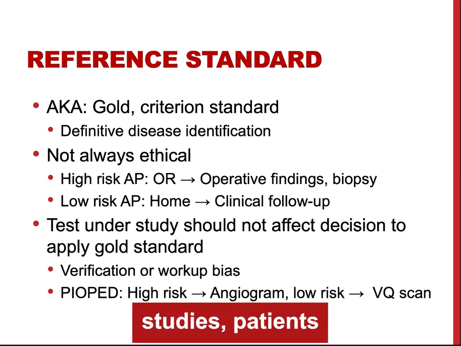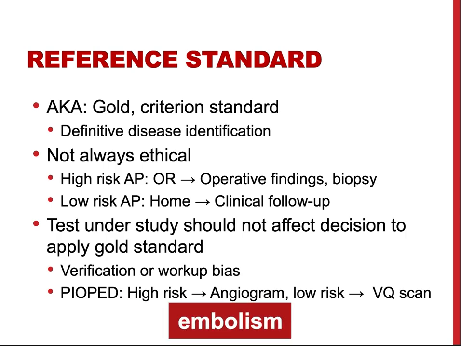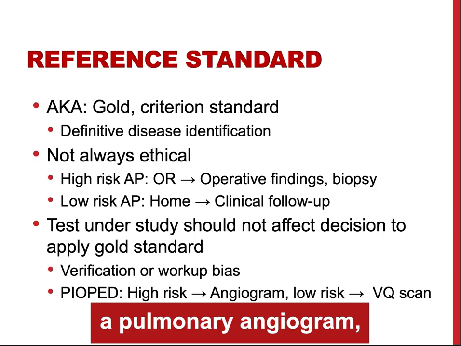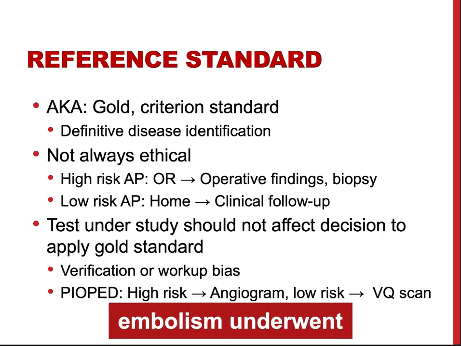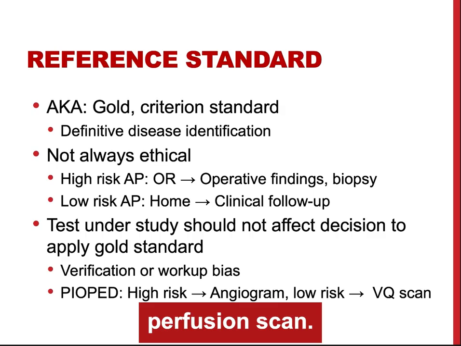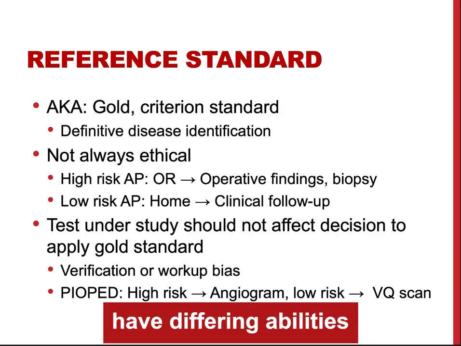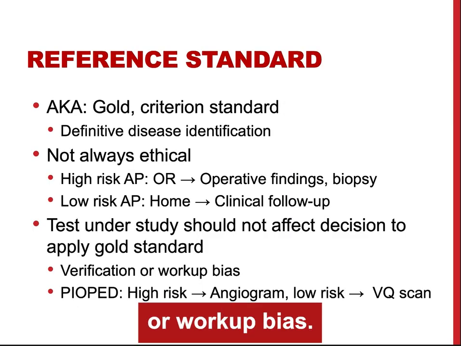In the PIOPED studies, patients at high risk of pulmonary embolism underwent a pulmonary angiogram, while those at low risk or intermediate risk of pulmonary embolism underwent a ventilation perfusion scan. Since the two reference standards have differing abilities to identify a pulmonary embolism, this can lead to verification or workup bias.